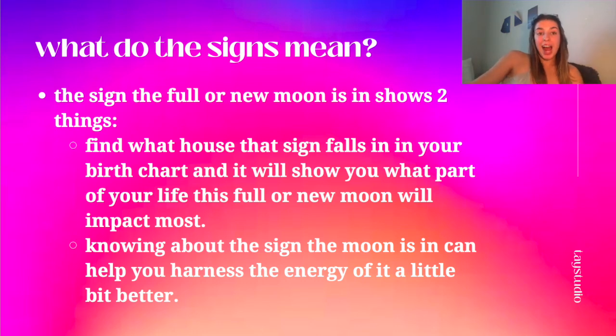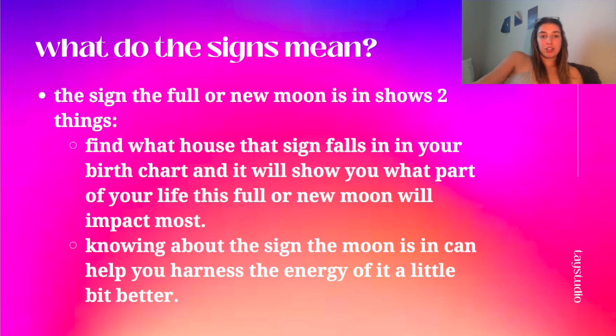So always find out which house the full or new moon is in. Say it's in Sagittarius, that would be in my second house, which is the house of material possessions. So manifesting material possessions maybe at the new moon. So the second thing it shows you is that knowing about the sign the moon is in can help you harness the energy of it a little bit better.